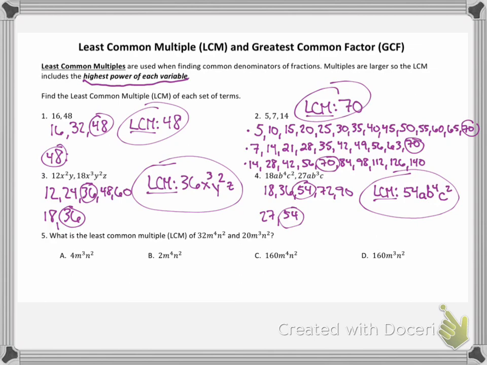Now, last but not least, same type of question here, number 5, just as a multiple choice. So let's start off by finding the LCM of 32 and 20. So I'm going to count by 32s.